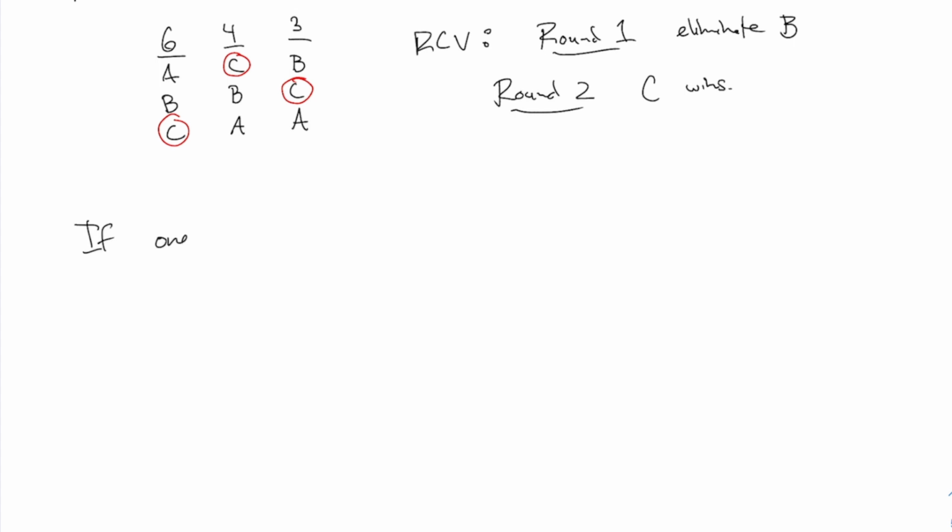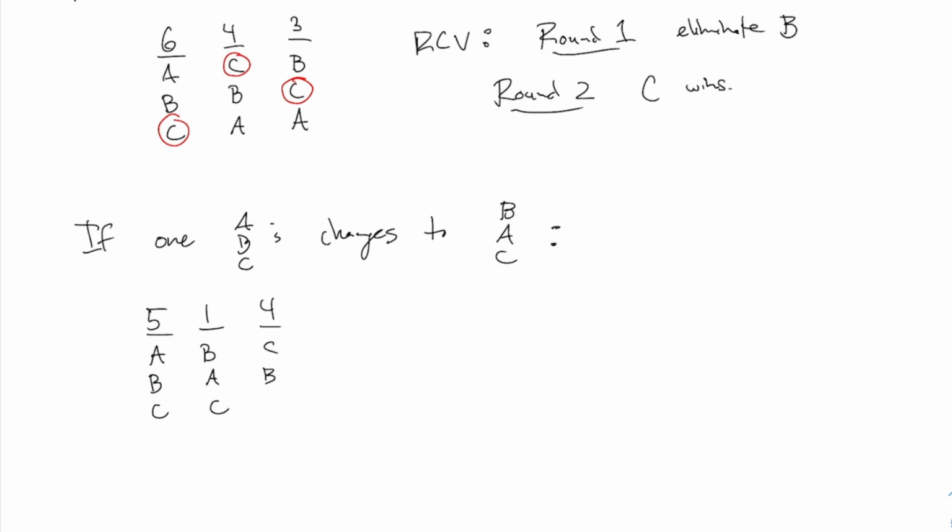If one of the ABCs changes to BAC, then what happens? Then it looks like my chart now will say 5 people said ABC and 1 person said BAC. It used to be that 6 people said ABC. I'm changing only one of those people so that 5 of them still said ABC, and then 1 person has changed their mind to BAC. And then the others go the same way. 4 people still say CBA. 3 people still say BCA.